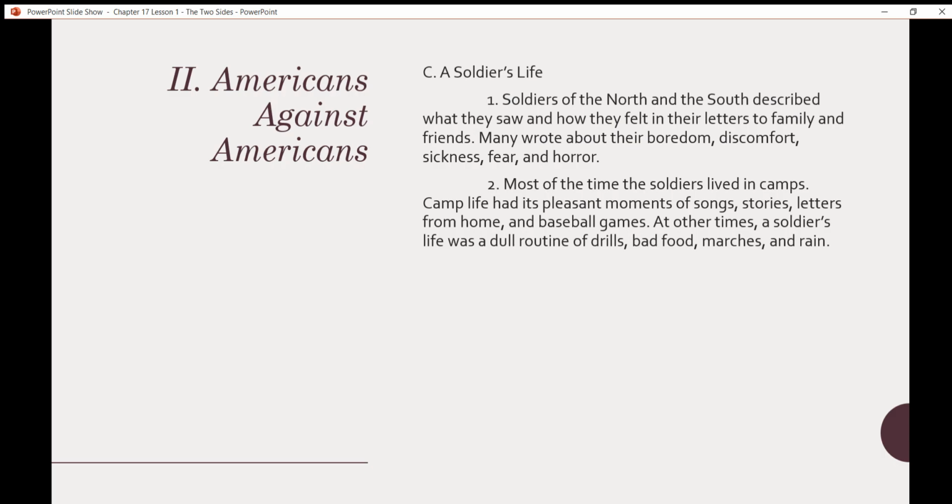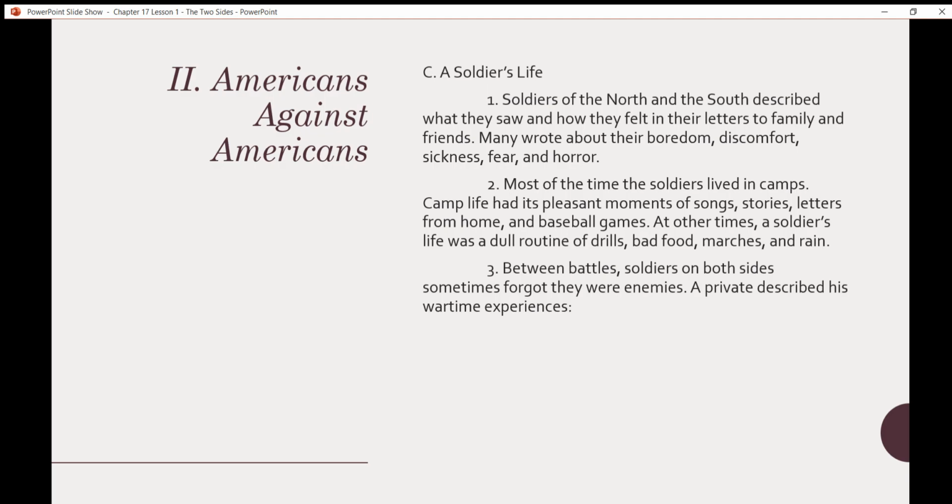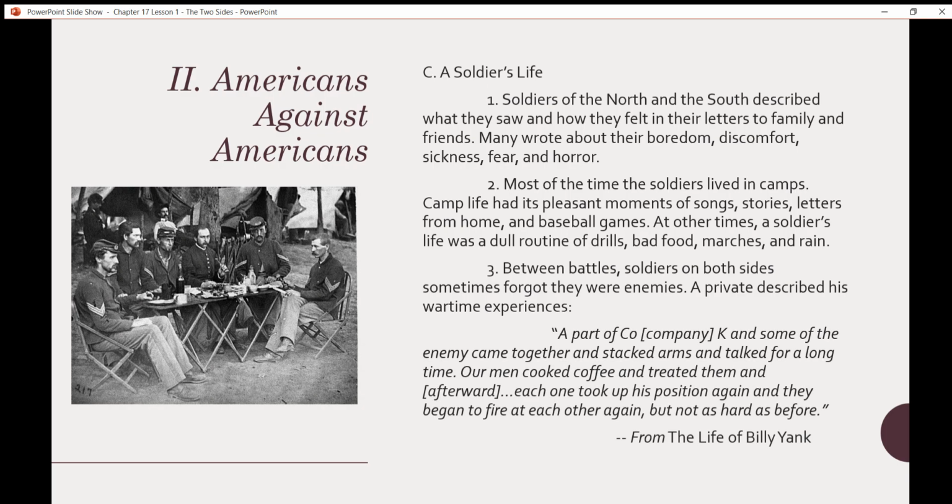Most of the time, the soldiers lived in camps. Camp life did have its pleasant moments of songs, stories, letters from home, and baseball games. At other times, a soldier's life was a very dull routine of drills, bad food, marches, and rain. Between battles, soldiers on both sides sometimes forgot they were even enemies. A private famously described his wartime experiences. He wrote, "A part of Company K and some of the enemy came together and stacked arms and talked for a long time.